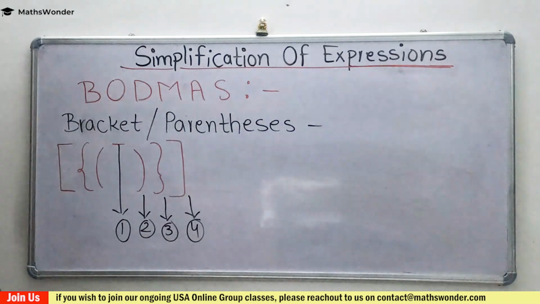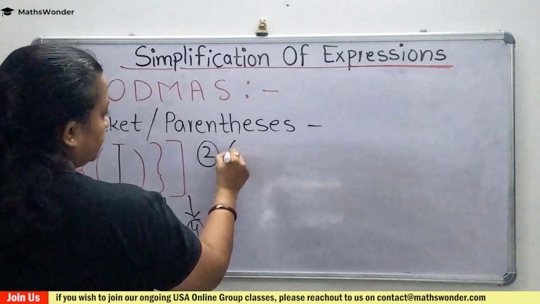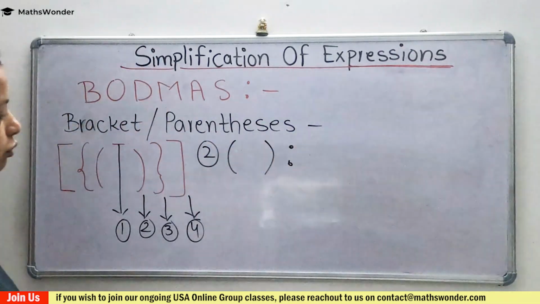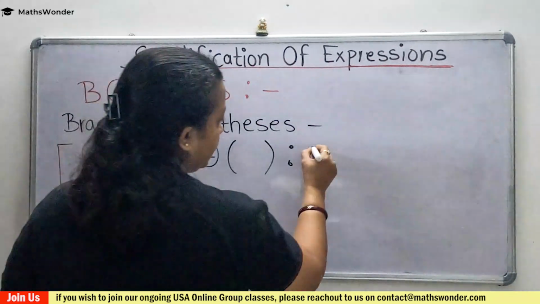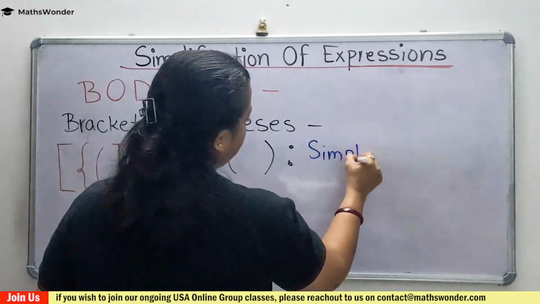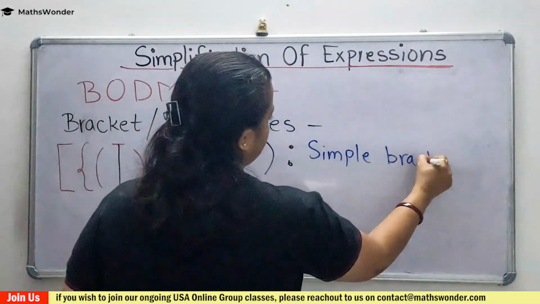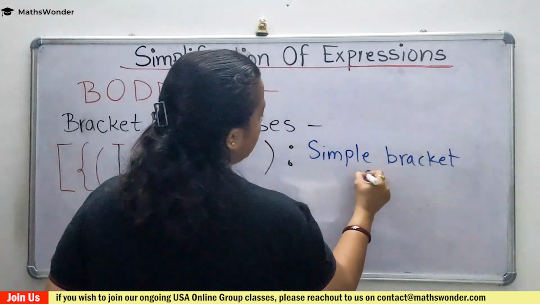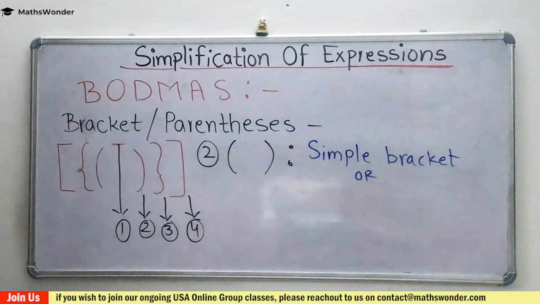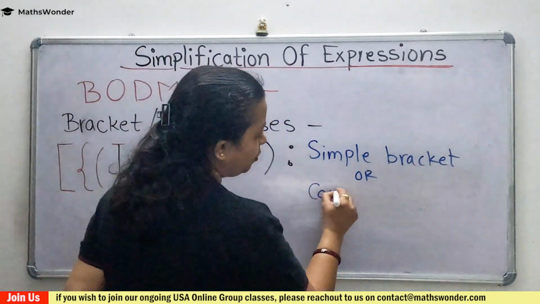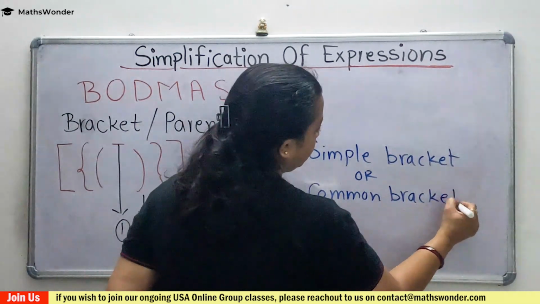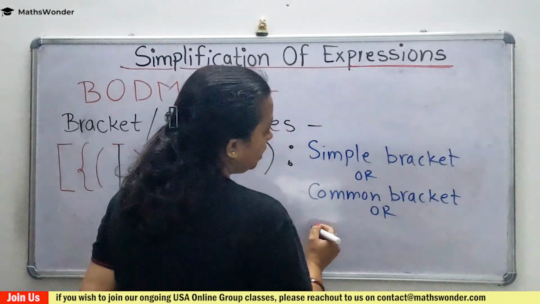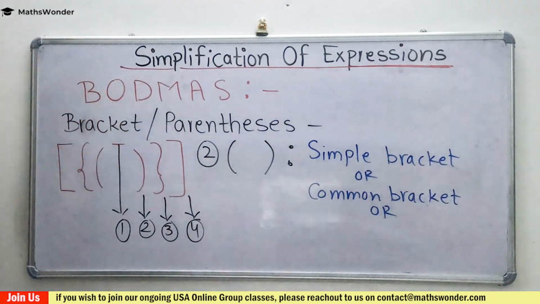So the second is this. What do you call this? This is a simple bracket. Yeah, simple bracket, or you can say common bracket, round bracket. There are so many names. Why am I explaining all types of names? So that you will know simple bracket, common bracket, round bracket, and small bracket.